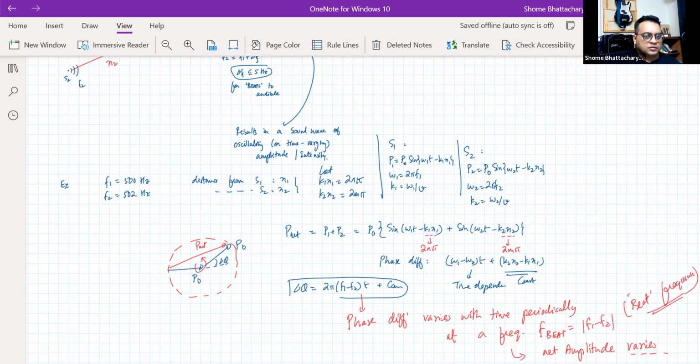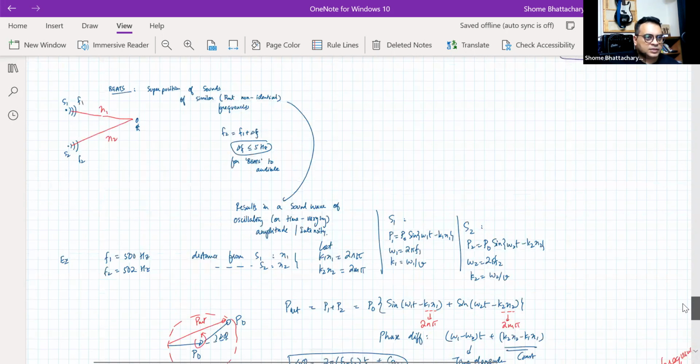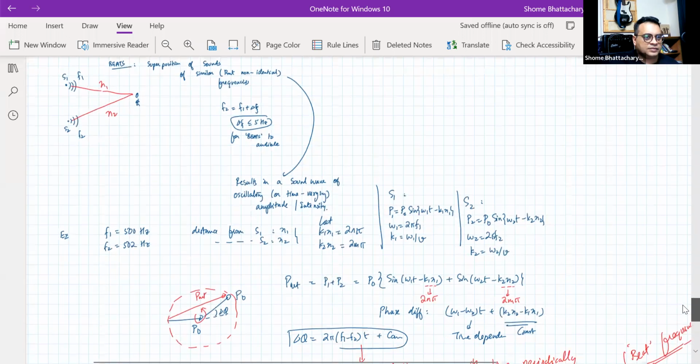I'm just scrolling up a bit, note down the key points here. Then I'll explain the final formula and the result that we'll get from this also.